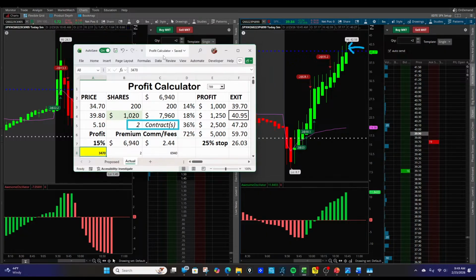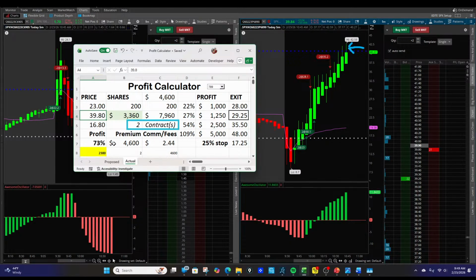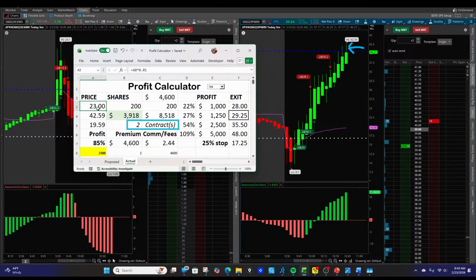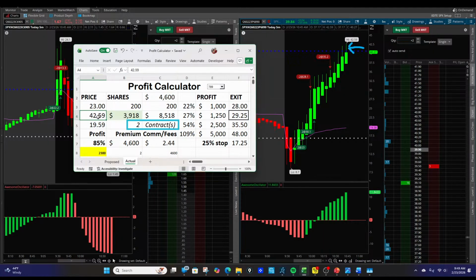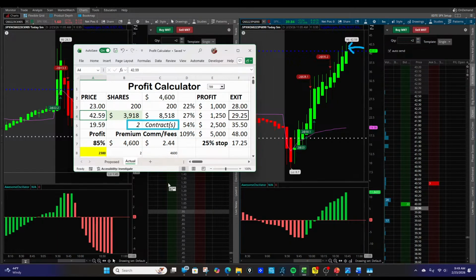Bring the profit calculator over here. So that's 23, and I had gotten 2 contracts. What I like to do is plug in what it has ended up at, which is 42.59, and I think it's going to go even higher than that. 23 is what I got it at. 42 is what I could possibly have sold it at, and that would have been 85% profit, an amount of $3,918.